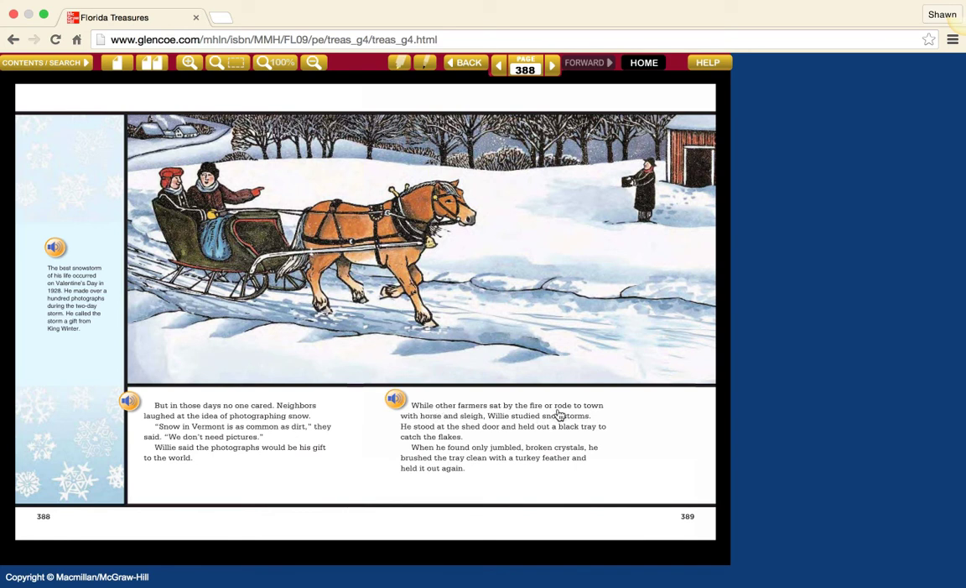While other farmers sat by the fire or rode to town with horse and sleigh, Willie studied snowstorms. He stood at the shed door and held out a black tray to catch the flakes. When he found only jumbled, broken crystals, he brushed the tray clean with a turkey feather and held it out again. And here it says, this text box, the best snowstorm of his life occurred on Valentine's Day in 1928. Now it's 2015 now, so I'm estimating here, if I go back 100 years, that would be 1915.